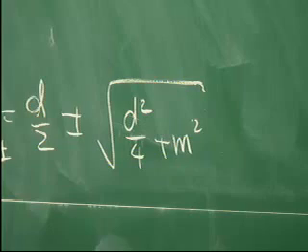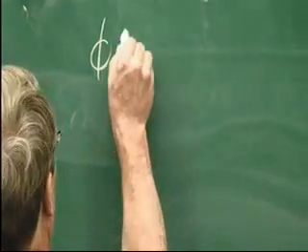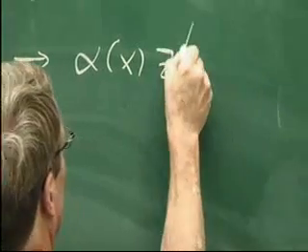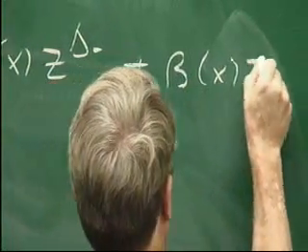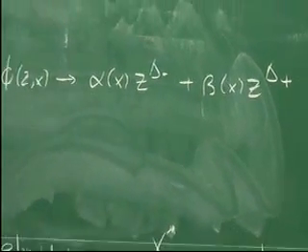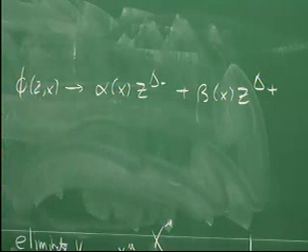So near the boundary, we have two modes in position space. Phi of x, z goes to alpha of x, z to the delta minus, plus beta of x, z to the delta plus. And let me leave aside the degenerate case where the two roots are equal. Now, because this boundary is at finite distance, we have to apply one condition on these two coefficients in order to get well-defined propagation. And the natural one would be to set the larger coefficient to 0.